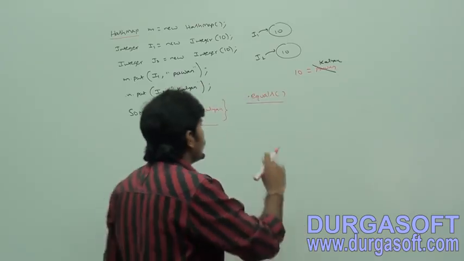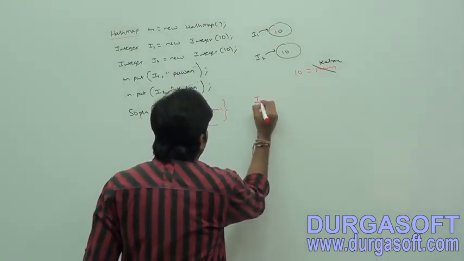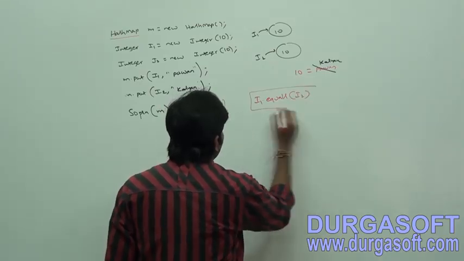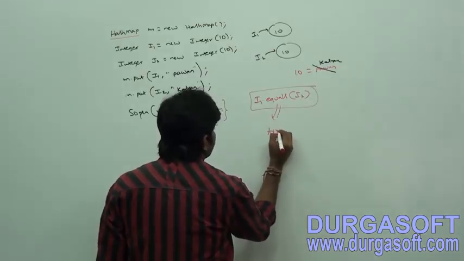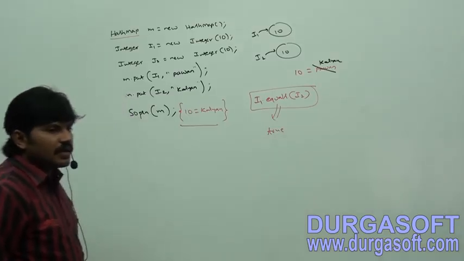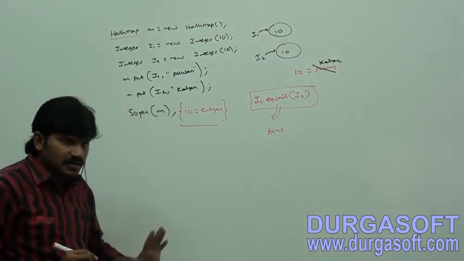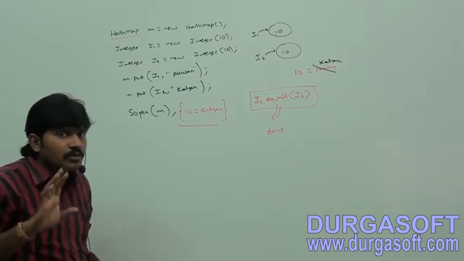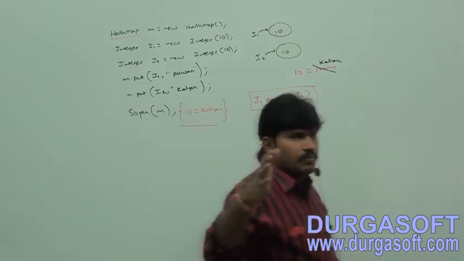So I1 dot equals of I2. Is I1 dot equals of I2 true or false? It is nothing but true. So that's why I1 and I2 are duplicate keys. Is it clear? That's why the output by default we are going to get is 10 is equal to Kalyan, right? Let me execute up to this.